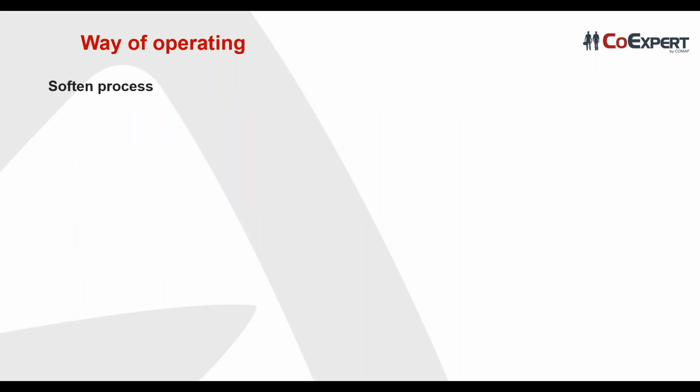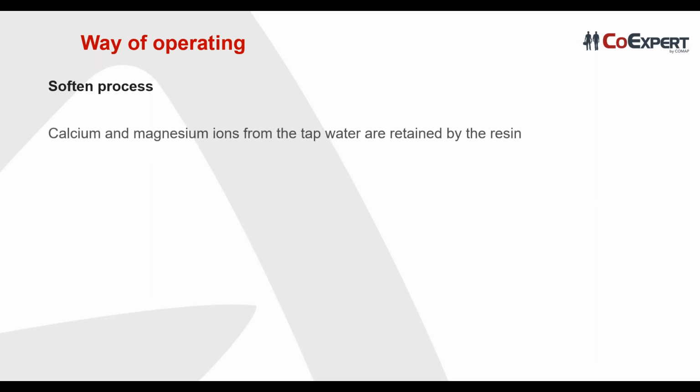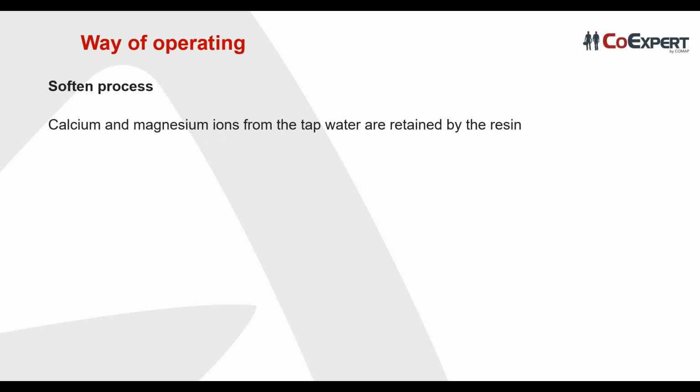Let's talk now about the way of operating. As I said previously, I won't go deeper in this process because I explained it in detail during the webinar Softener in the Collective Housing. So I recommend to see this webinar. As a reminder, the calcium and magnesium ions from the water are caught by the resin. In exchange, the resin releases natrium ions.